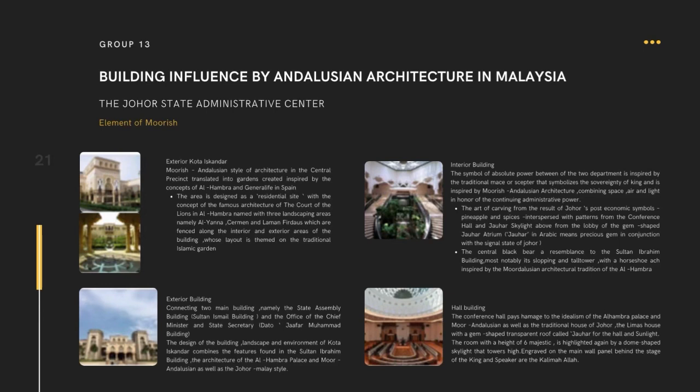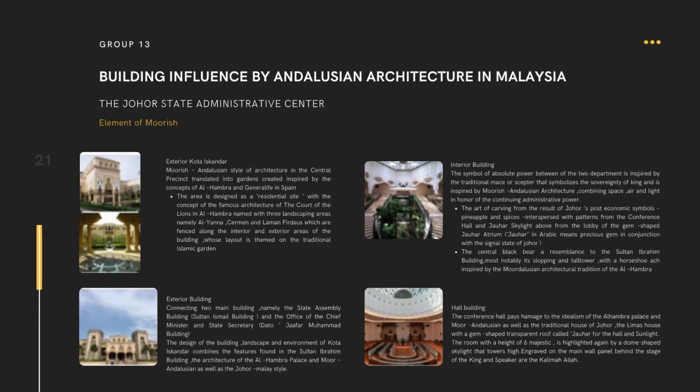The Moorish Andalusian style of architecture in the central precinct is translated into gardens inspired by the concept of the Alhambra and the general life in Spain. The area is designed as a residential site with the concept of the famous architecture of the Court of the Lions in Alhambra, with 3 landscaping areas, which are fenced along the interior and exterior areas of the building, whose layout is themed on the traditional Islamic garden.